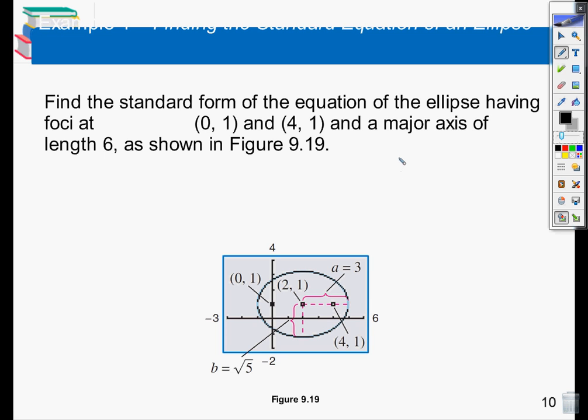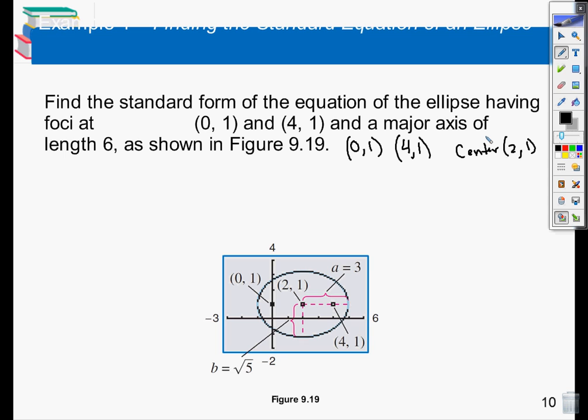In order to create the equation for the ellipse, I do need the center. So I need to find the midpoint between (0, 1) and (4, 1). That's kind of priority number 1. Now with numbers like this, it's really not that difficult, but what we would be doing is the midpoint formula. So you might want to go back and double check on that, make sure that you know that very well. But the center we can see easily from this one is (2, 1).